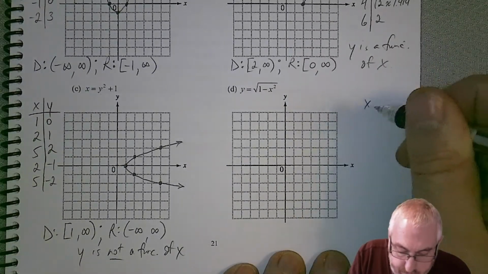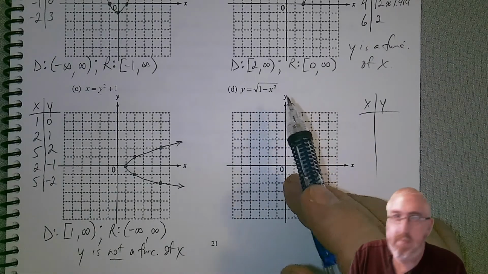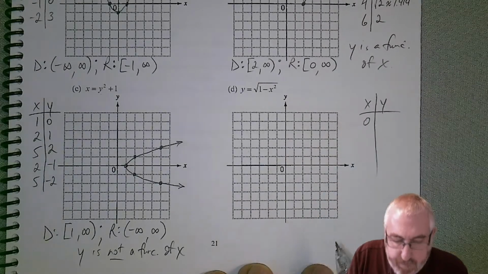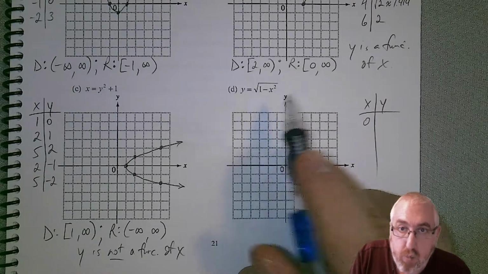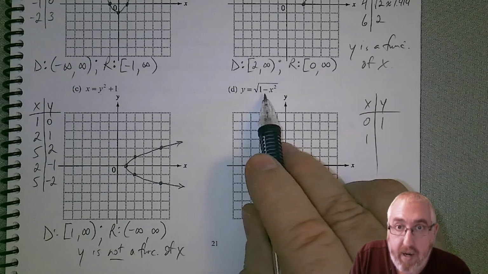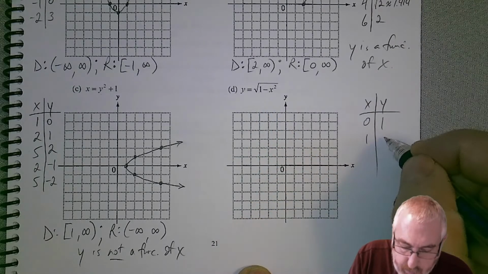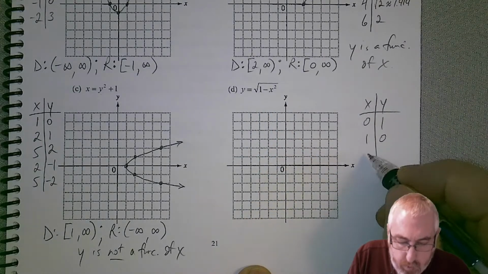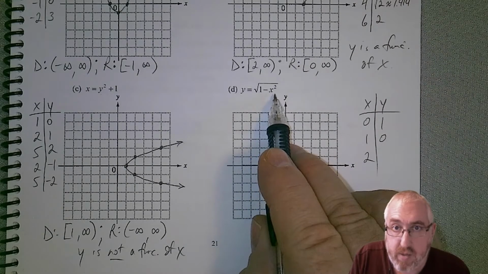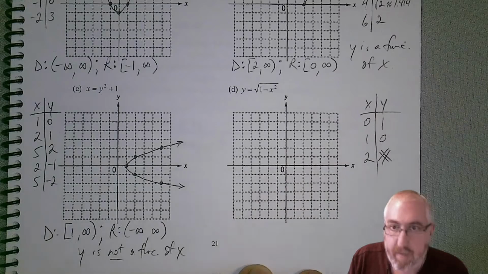Table of values. This one is solved for y, so we should be good to start with x, see what values of y we get. So let's start. There's 0. 1 minus 0 squared is 1. Square root of 1 is 1. Let's go to 1. 1 minus 1 squared, which is 1, is 0. Square root of 0 is 0. What about 2? 1 minus 2 squared is 4. 1 minus 4 is negative 3. Square root of negative 3 is garbage.